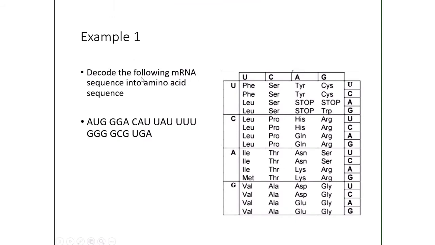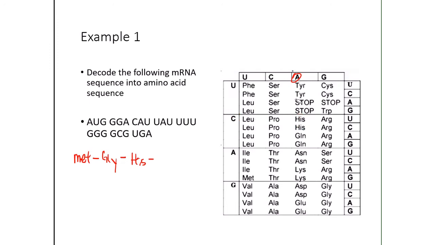Decode the following mRNA sequence into amino acid sequence. So you can go ahead and try that on your own, and then you can check the answer afterwards. So AUG is going to be MET. GGA is going to be glycine, GLY. And then the next one is CAU, so CAU, it's going to be histidine.